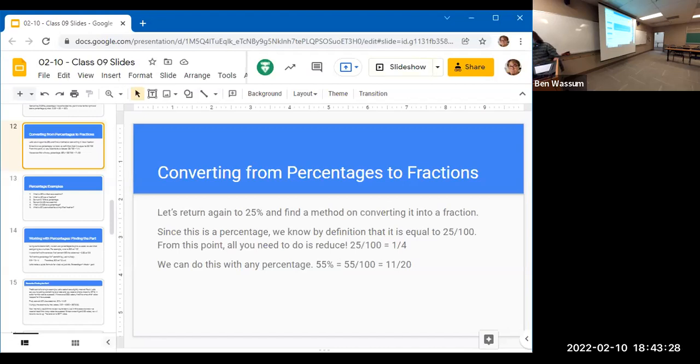I have as an example, 55% is 55 over 100, which breaks down because 5 goes into each of those, and you'd have 11 over 20.